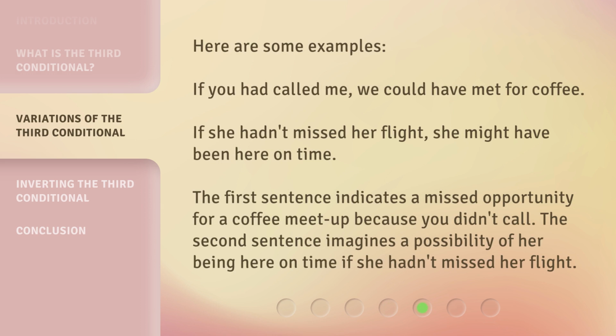Here are some examples. If you had called me, we could have met for coffee. If she hadn't missed her flight, she might have been here on time. The first sentence indicates a missed opportunity for a coffee meetup because you didn't call. The second sentence imagines a possibility of her being here on time if she hadn't missed her flight.